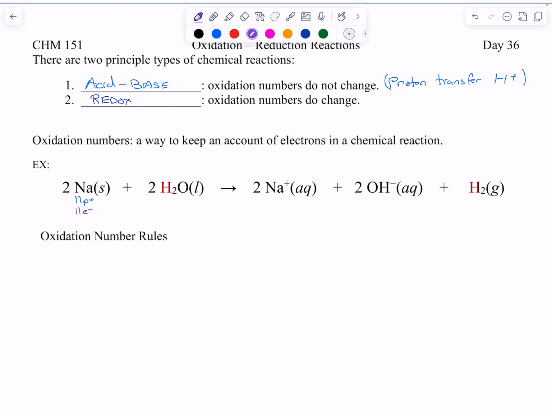If we look at the other side of the equation, we still have 11 protons, but now we have 10 electrons for the sodium ion, because there's one more positive than negative. The oxidation state of sodium is 0 here, of course, and it's +1 for the sodium ion. If we go from 11 electrons to 10 electrons, we lost an electron. We call that oxidation.